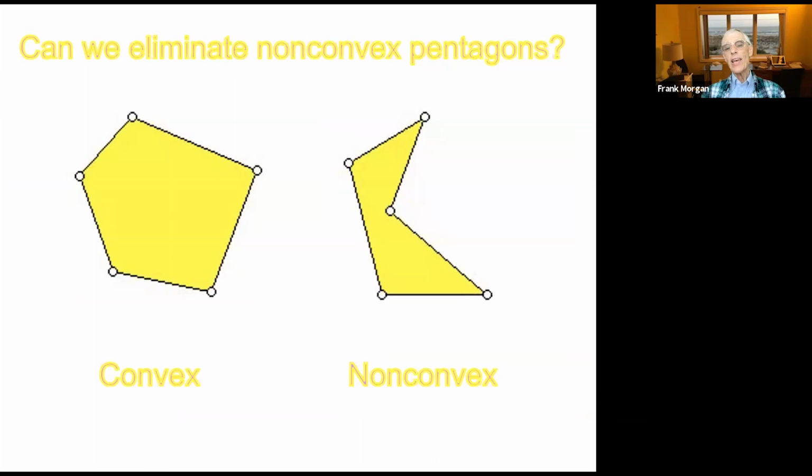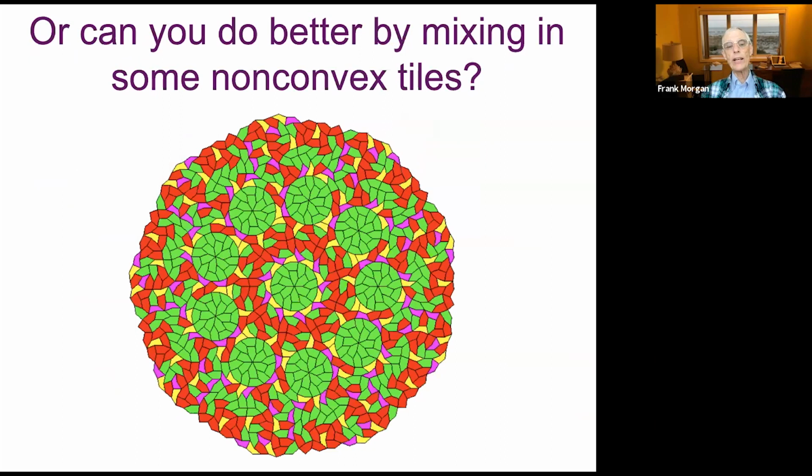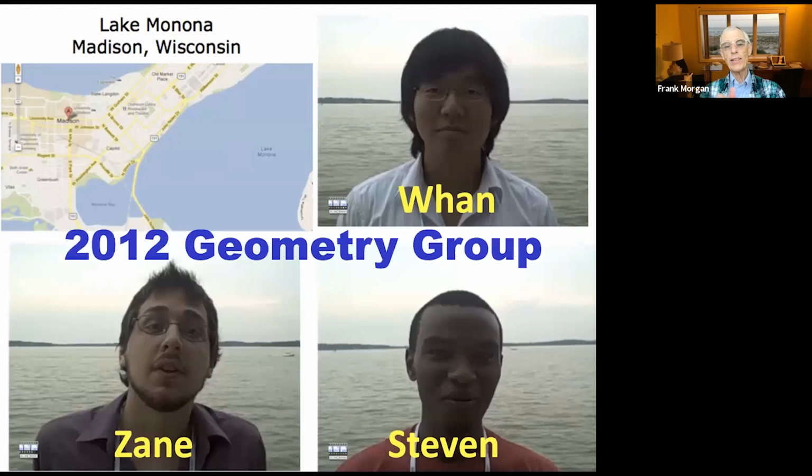If it bulged out, it would get much more area for the amount of perimeter that it's using. But there's still the possibility that somehow just mixing in a few of these expensive non-convex tiles might make it possible for all the other tiles to be more nearly regular, and thus result in the average perimeter going down. And that remains open, and so I gave that question to my undergraduate research geometry group in 2012, and they talked about it at the Madison MathFest.